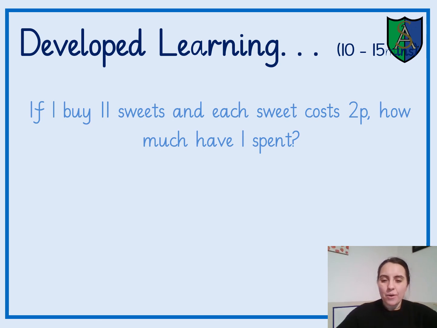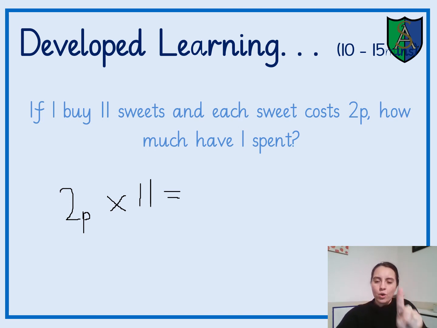Okay? Now I'm going to write the equation. Write it with me. We've got 2p times by or multiplied by 11 sweeties this time. Okay? What I would like you to do now is I would like you to calculate that. So if you're doing it with your picture, then you might want to count in your 2's, putting your finger underneath each one, or you could even cross off each of the 2p once you've counted.